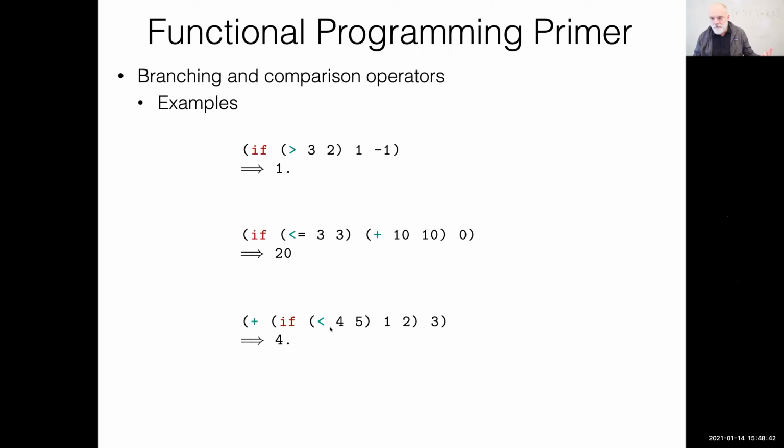So here again, 5 is greater than 4, so it will return the second argument after the predicate. It will return what's known as the consequent versus the alternative. It will return the consequent, and plus 1, 3 is 4. Okay, so presumably you can start reading some of these things.